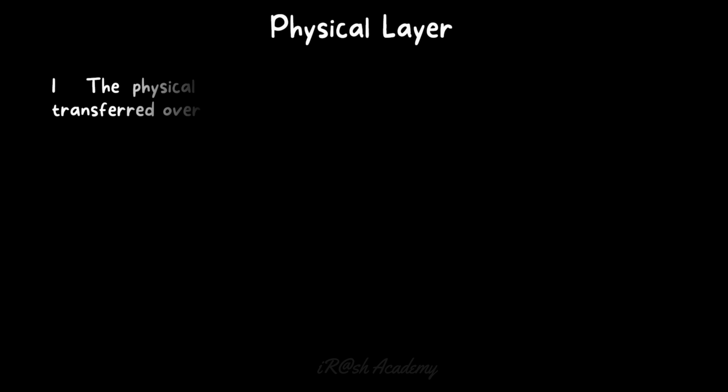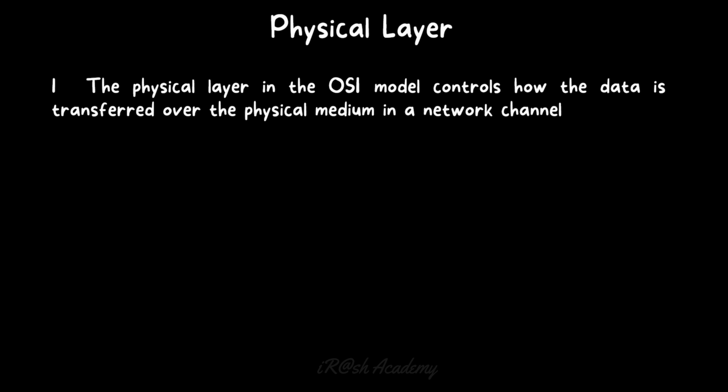So what is the physical layer? The physical layer in the OSI model controls how the data is transferred over the physical medium in a network channel. We know that for data transfer between 2 devices, we need a physical medium. For example, in a network, how are we going to connect the devices together? The first thing in our mind is cables. If you want to connect any device into a network, we should use a cable. So the cable is considered a physical medium for the data transfer.